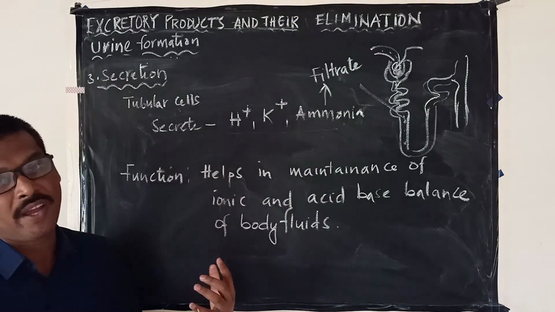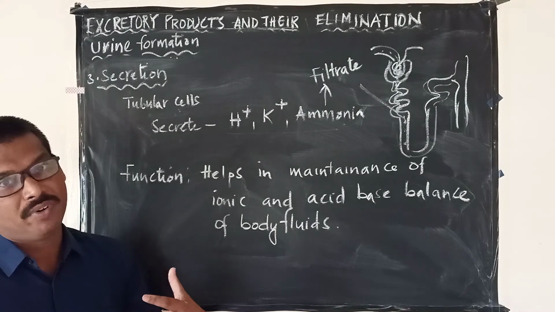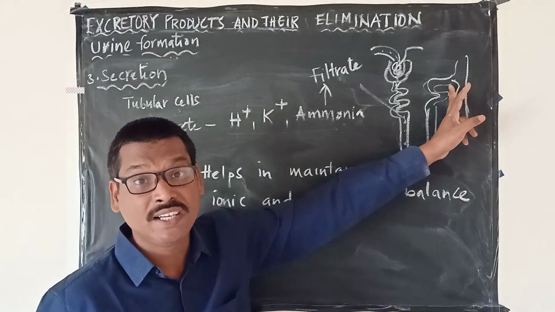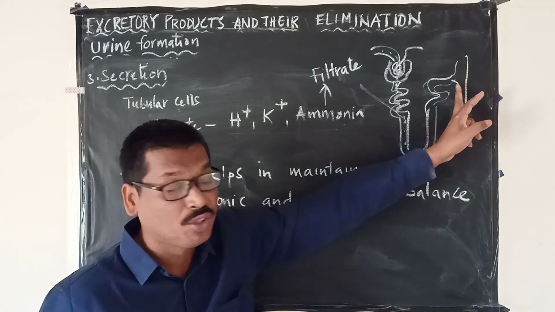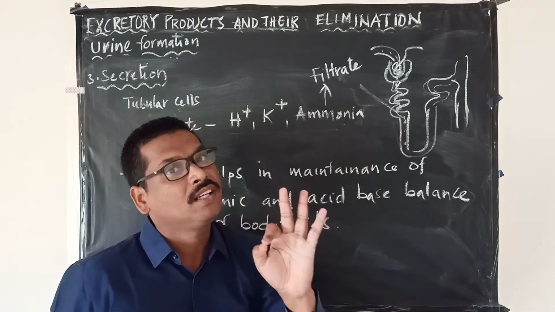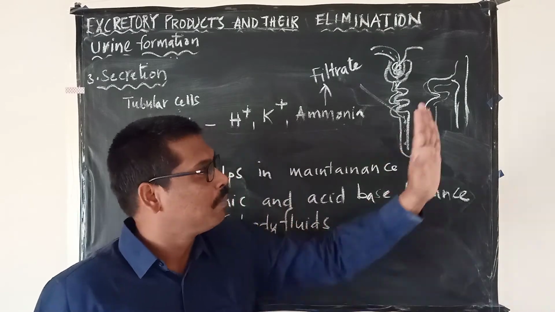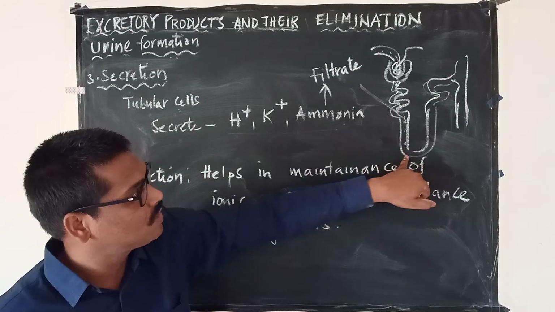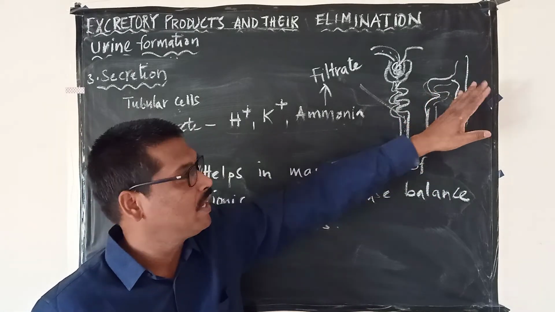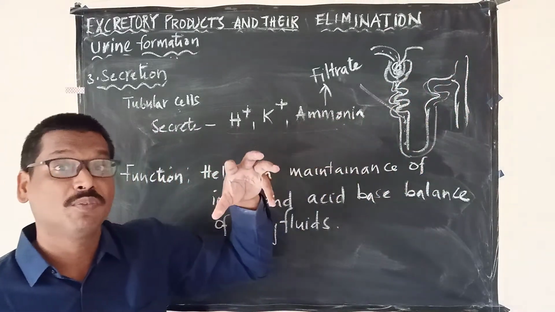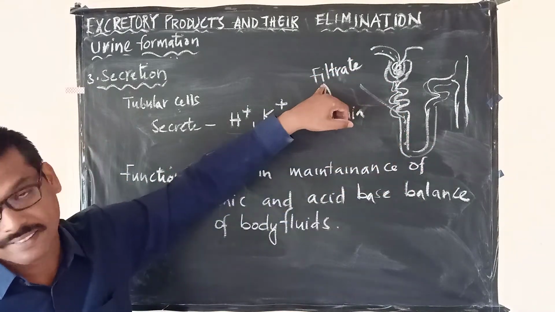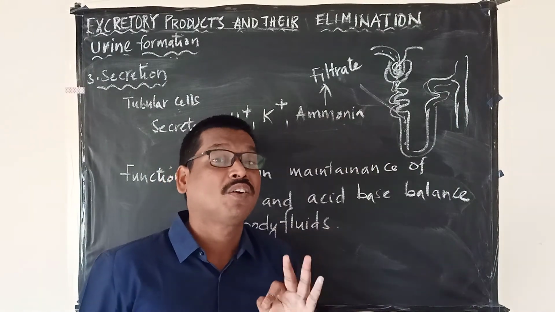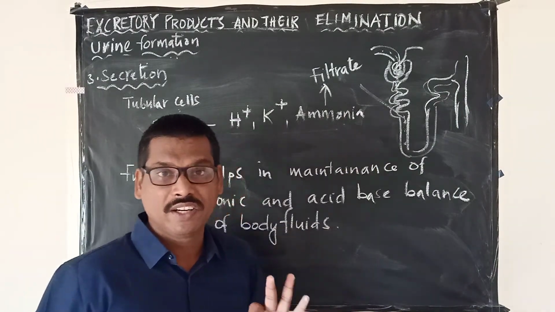In this way the urine will be formed. Whatever is collected after the distal convoluted tubule, entering into the collecting duct, is only called urine. Up to whatever is moving through the proximal convoluted tubule, Henle's loop, distal convoluted tubule, we will call filtrate only. But once it enters into the collecting duct, then we can call it urine.